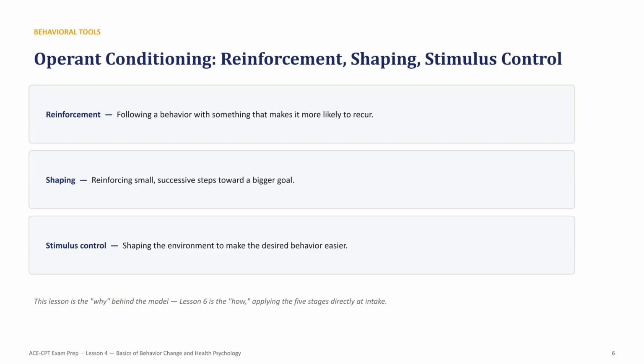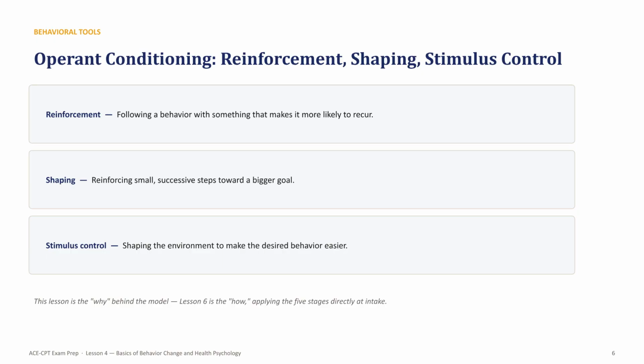Now let's shift from theory about mindset to theory about behavior itself, operant conditioning. There are 3 tools here, and they're genuinely practical. Reinforcement means following a behavior with something that makes it more likely to happen again. Praise after a completed workout, for example, makes that client more likely to show up next time.